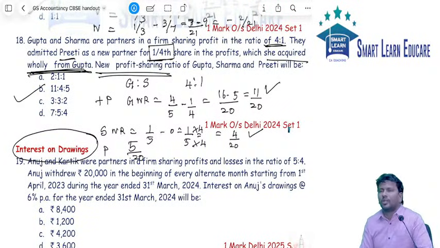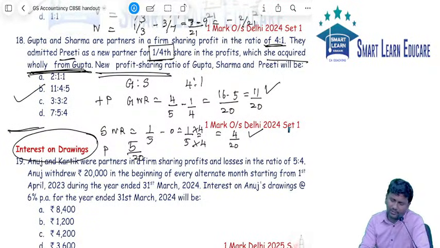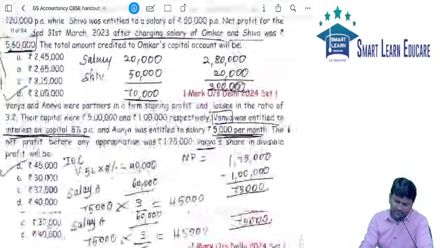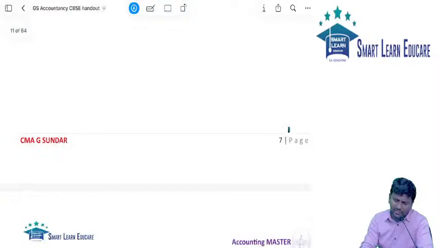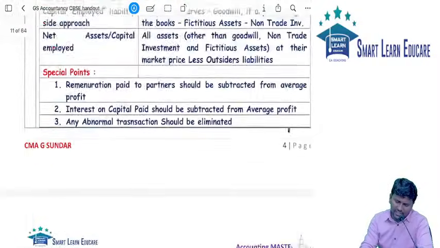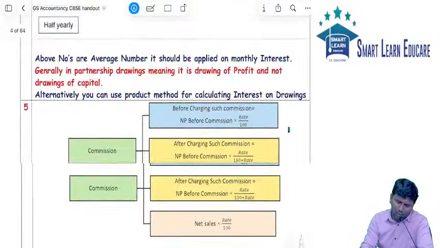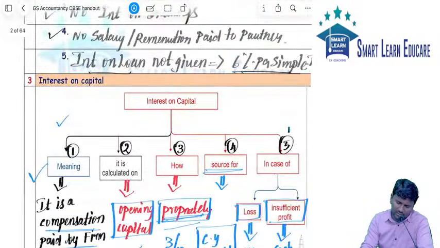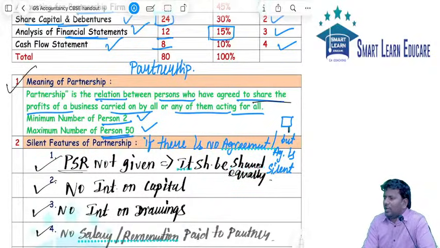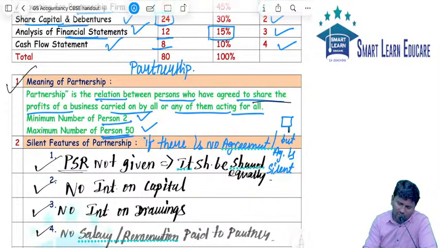11:4:5. So with this we completed the second one, the profit sharing ratio segment also. What all we learned so far? First we started with the definition of partnership. What is partnership? Partnership is a relationship between two or more persons who agreed to share the profits of the business. Business is carried on by all or any one of them acting for all.